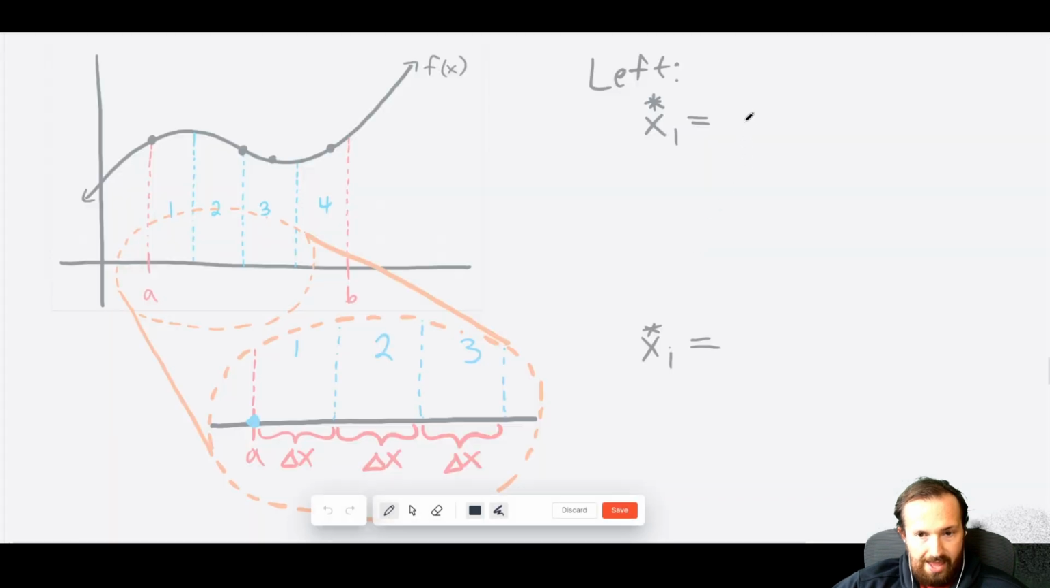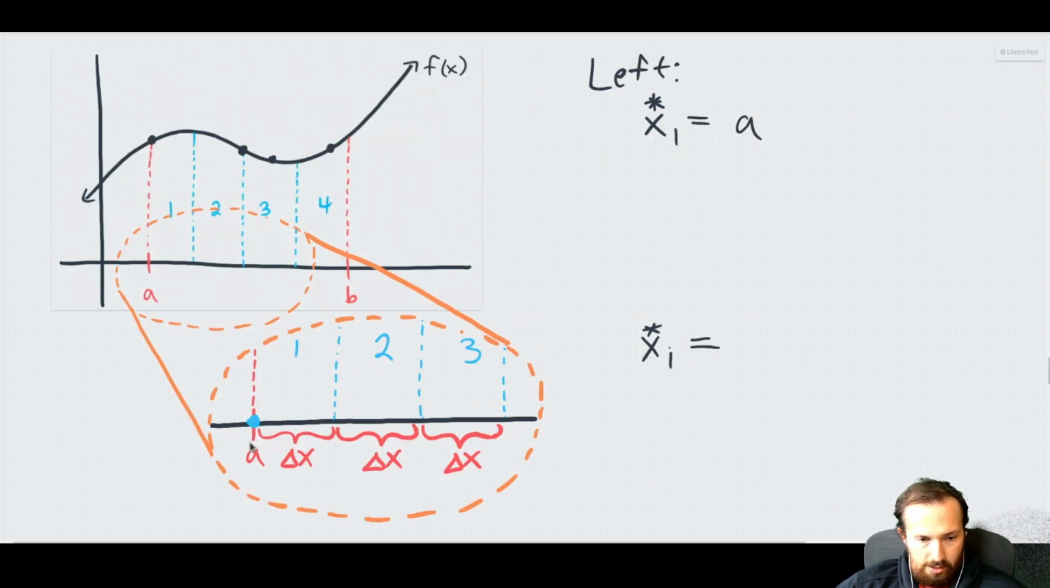That would just be A. Hopefully that makes sense. It's literally just the lower bound here. And then now let's hop over to the second partition.